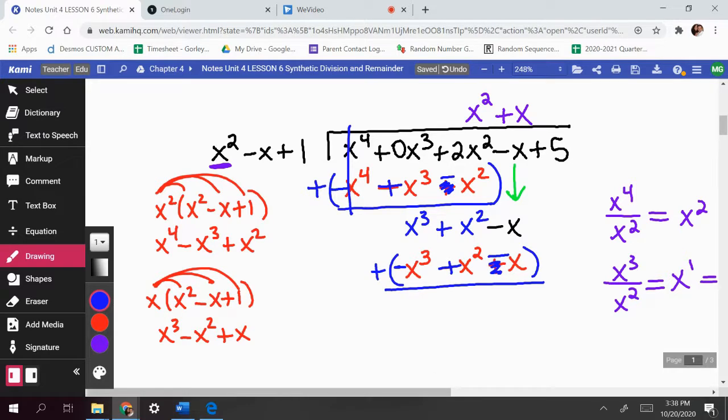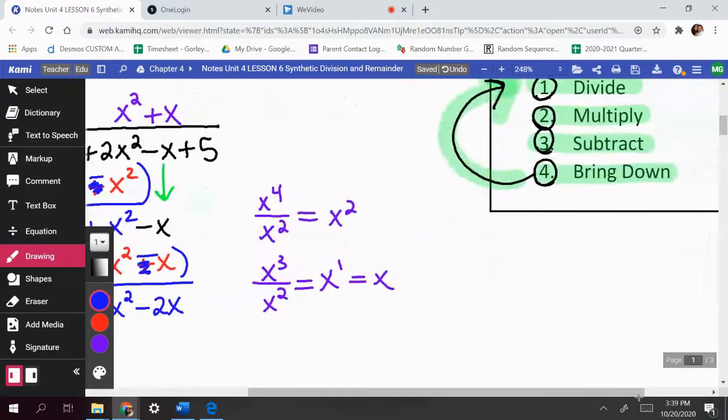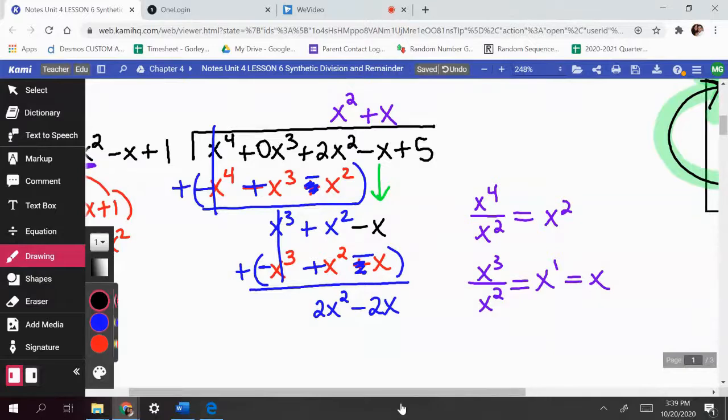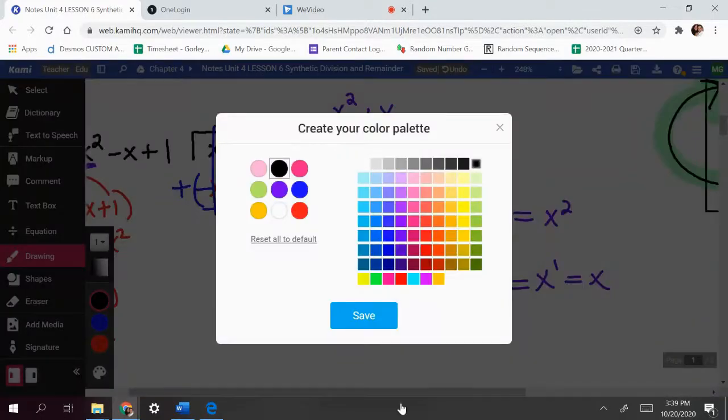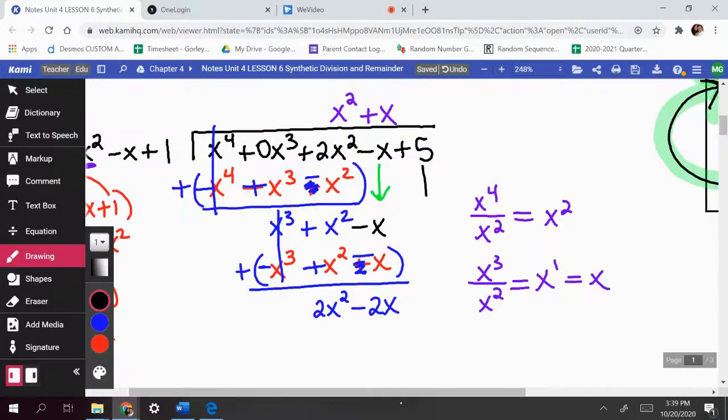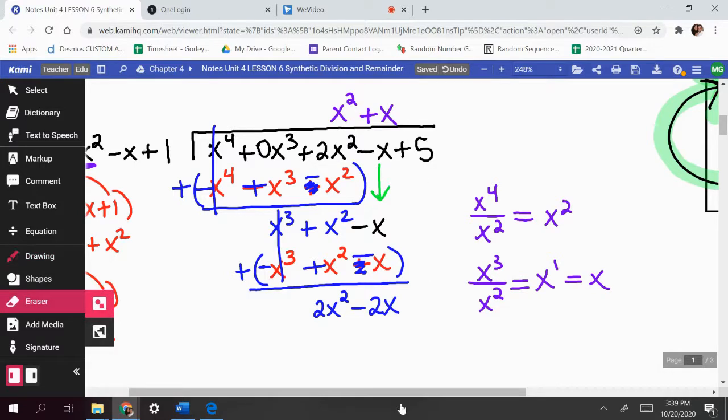Okay, so I'm going to now have x cubed plus negative x cubed. That's 0. X squared plus x squared is going to be 2x squared. Negative x minus x. Be careful here. This is going to be minus 2x. Okay, let's continue. Divide, multiply, and subtract. I have to bring on down now, right? Step 4 is to bring on down. So I'm going to bring down this plus 5. I'll do it in green.